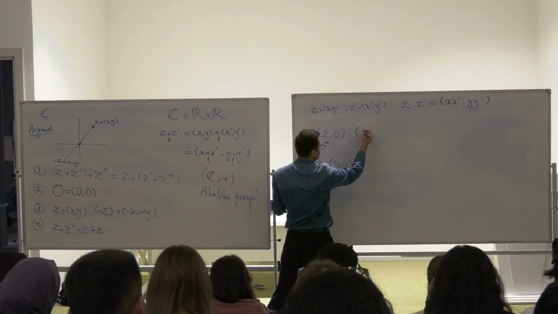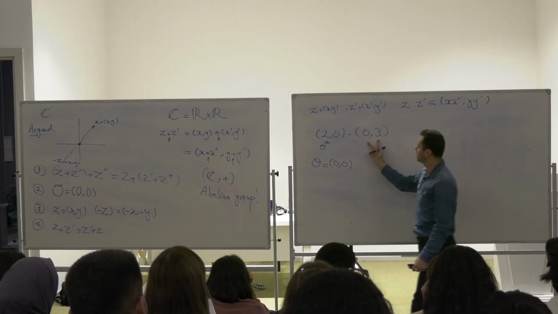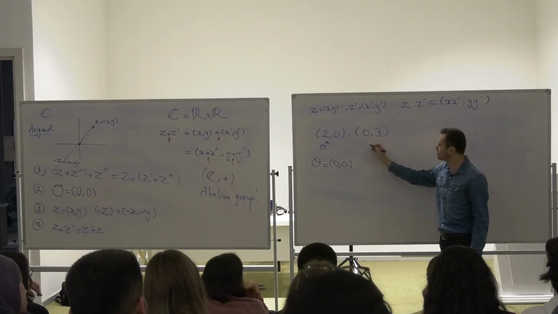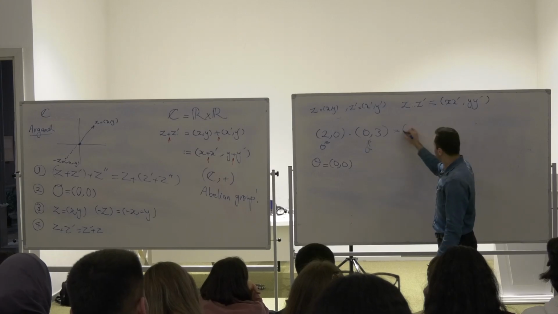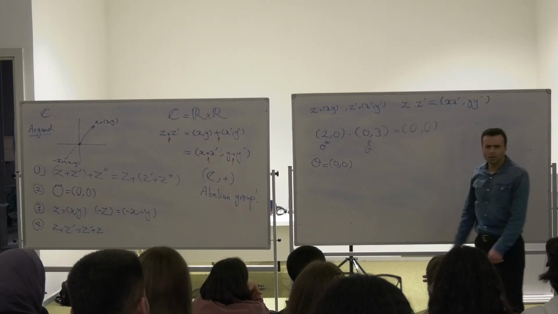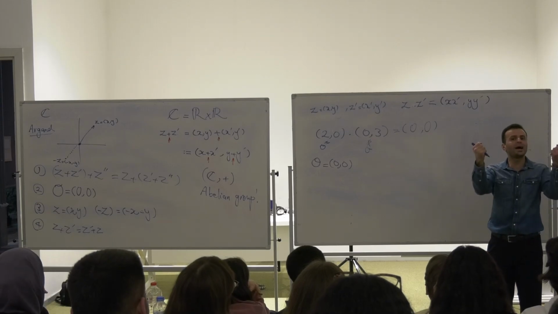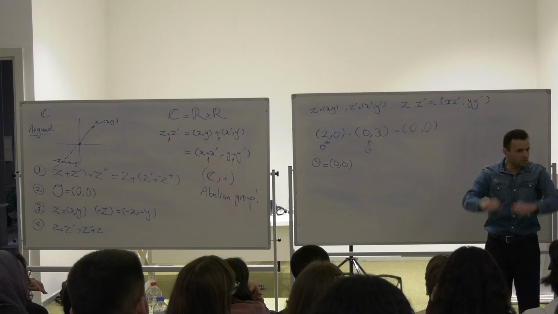Let's, by this definition, take also this number. Is this also a non-zero complex number or not? This is also non-zero. By this multiplication, what is the result? 0, 0, right? You see what is happening? We are multiplying two non-zero numbers and we are getting a 0 result.